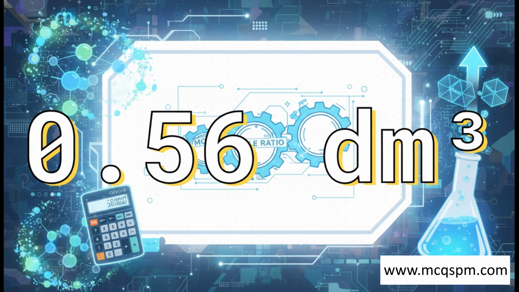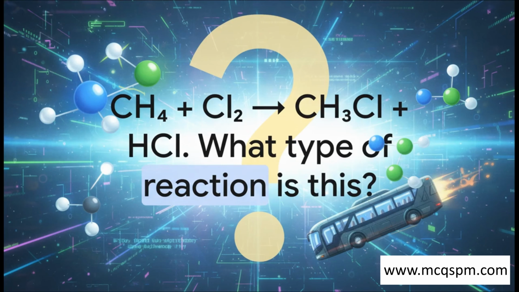And for pretty much any of these calculation questions, the game plan is always the same. Listen up. Step 1, find the moles of what they gave you. In this case, CO2. Step 2, use the mole ratio from the balanced equation to find the moles of what you're looking for. And finally, step 3, convert those moles into whatever they're asking for, which is volume here. Easy. Okay, one more for good measure.